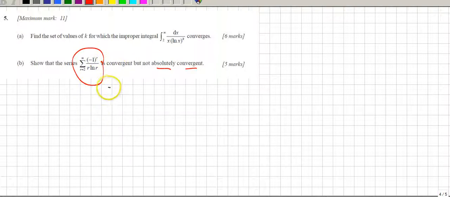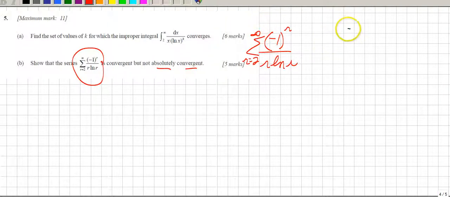All right, let's just examine it as it is. As it is, we have an alternating series because we have (-1)^r over r ln r. The series goes from r equals 2 to infinity. Now for an alternating series to converge, remember the terms have to be getting smaller and smaller, and they also must be approaching 0.